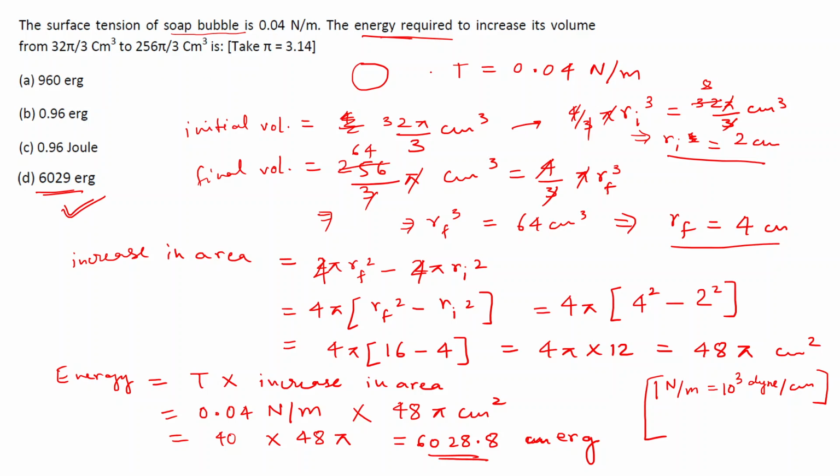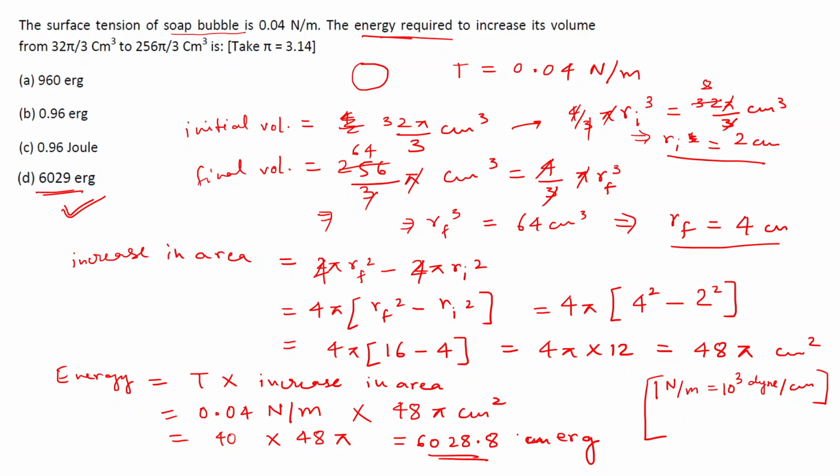So this is the energy required to increase the volume of the soap bubble from 32 pi by 3 to 256 pi by 3 centimeter cube. Because of this increase in volume, there will be an increase in surface area, and thus there will be some work done, or some increase in the energy, which we calculated here.